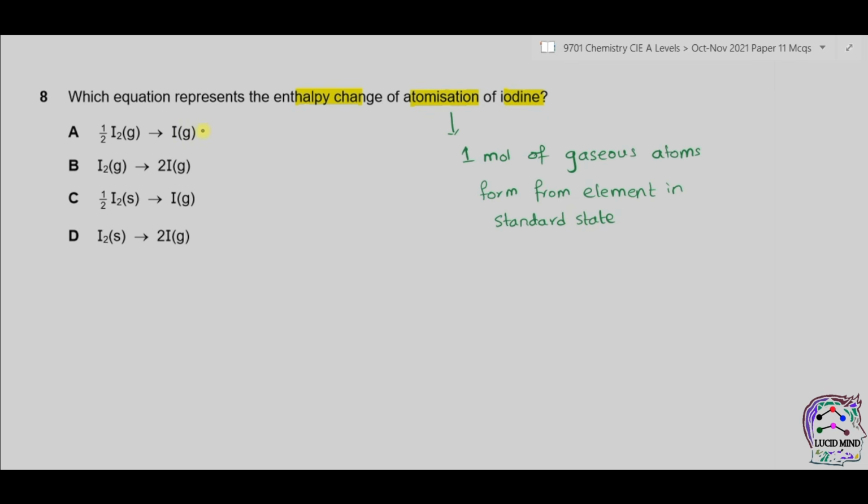We have 1 mole of gaseous atoms being formed in the first one. We have 1 mole of gaseous atoms formed in the third one. In B and D, 2 moles of gaseous atoms are formed, so therefore these are incorrect. Now looking at the elements in their standard states, we know that iodine is solid in its standard state, it is not gaseous. Also the equation is balanced, so therefore the answer is C.